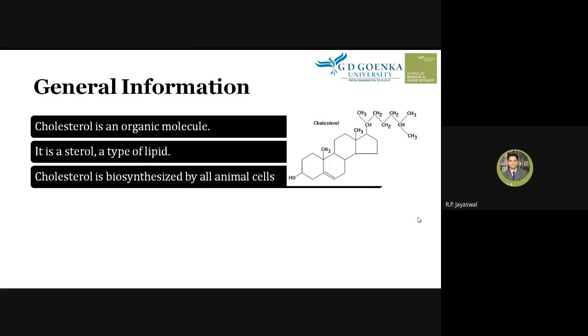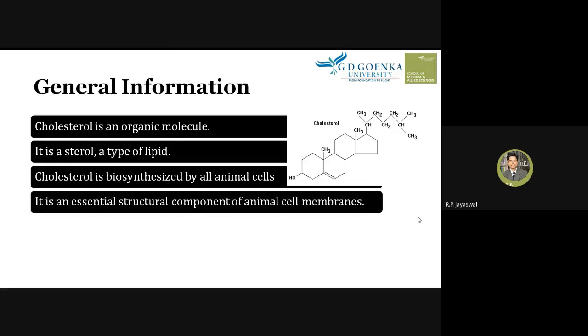This is what you have to understand, that cholesterol is synthesized in our body. Our body has an enzymatic machinery, and through biochemical reactions, we can synthesize cholesterol from carbohydrate, from lipid, and from protein also. Okay, it is an essential structural component of animal cell membrane. If you study the molecular structure of animal cell membrane, you will find cholesterol is one of the essential structural components.